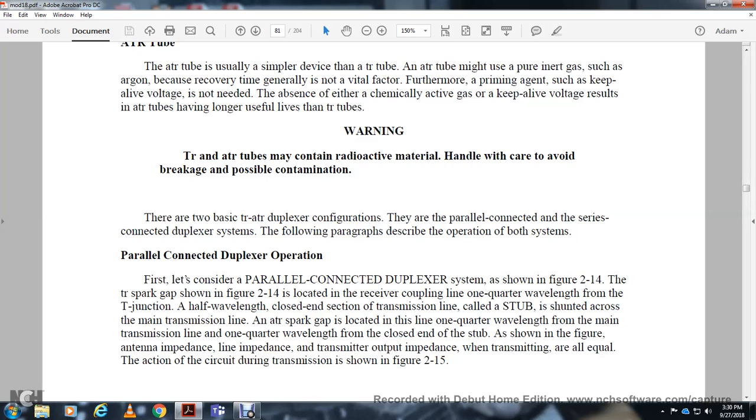Parallel-connected duplexer operation. First, let's consider the parallel-connected duplexer system shown in figure 214. The TR spark gap is located by the receiver, with a coupling line one quarter wavelength long to the T junction, and a half-wavelength closed-end transmission line stub. They are shown across the main transmission line.